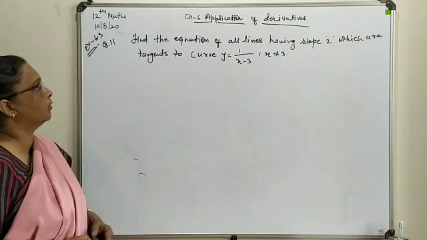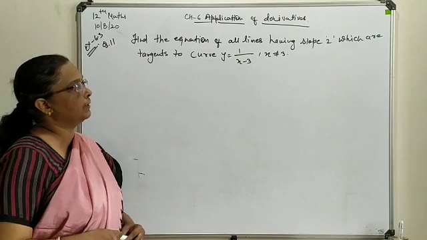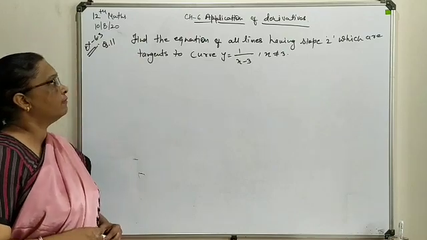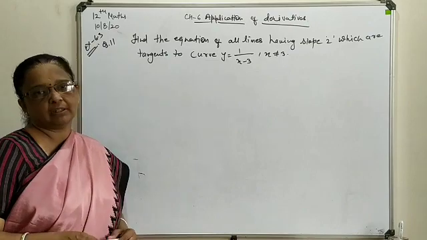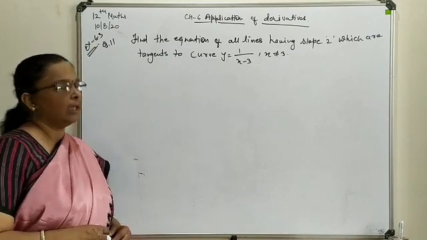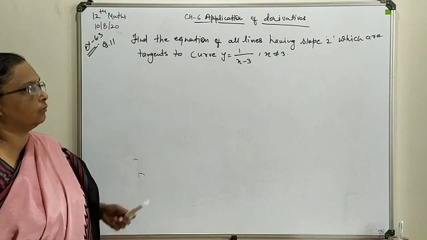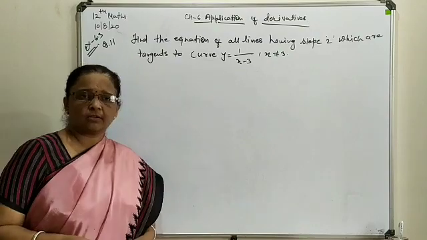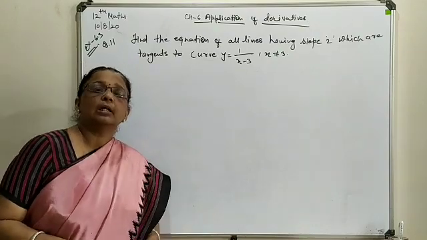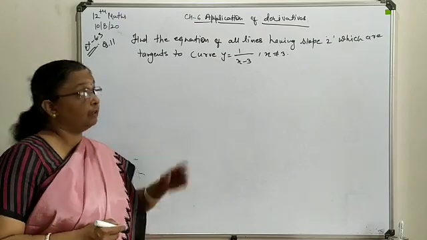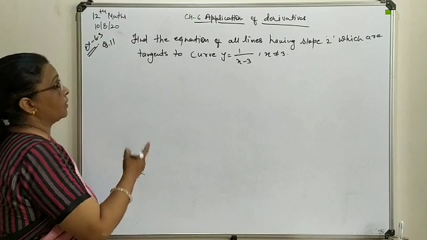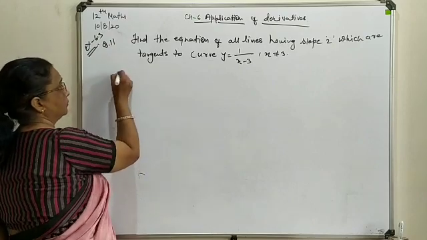Now here, the question is: find the equation of all lines having slope 2 which are tangent to the curve y is equal to 1 upon x minus 3, where x is not equal to 3. First of all, we try to find out what the x solutions are for which we can find the equation of a tangent, or equation of line, with slope 2. So let's start with the given equation of the curve.